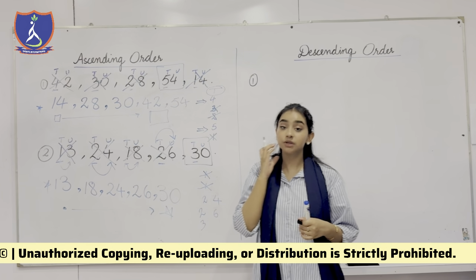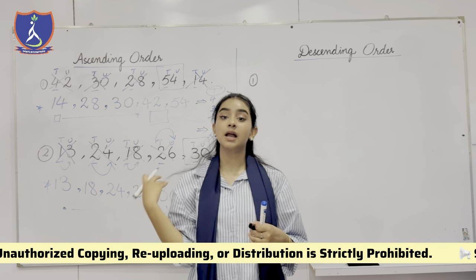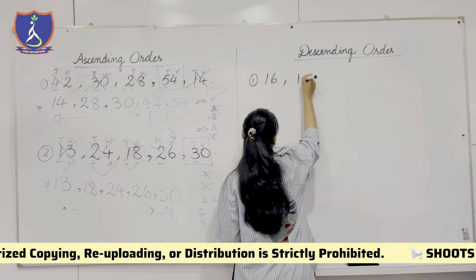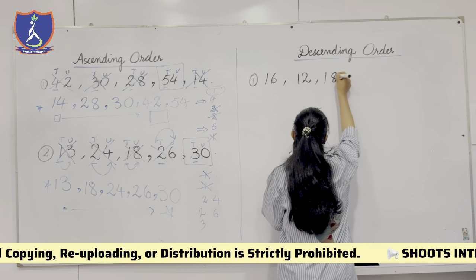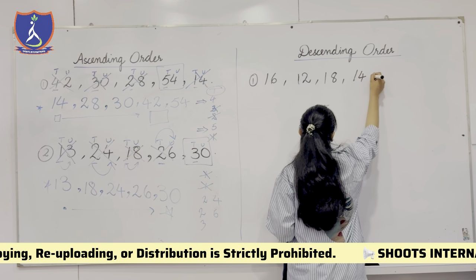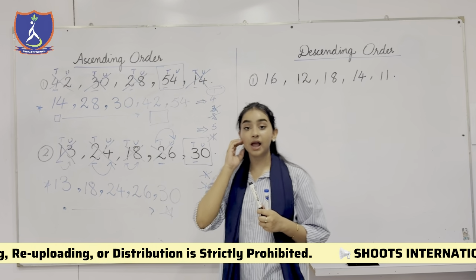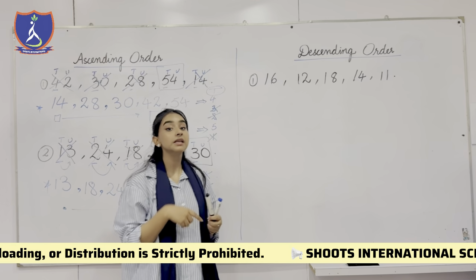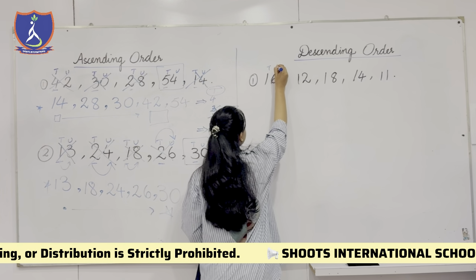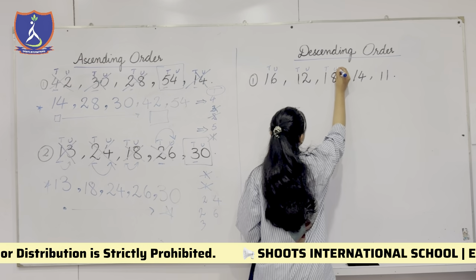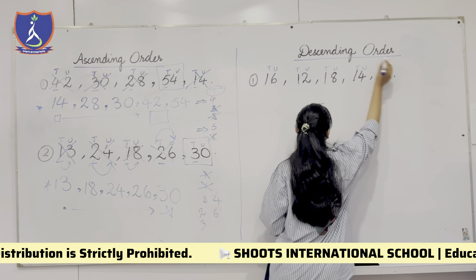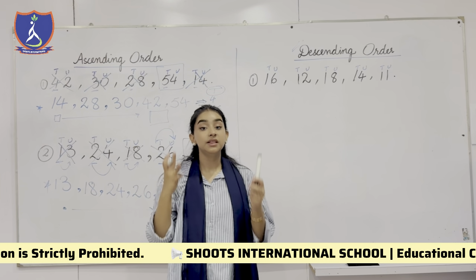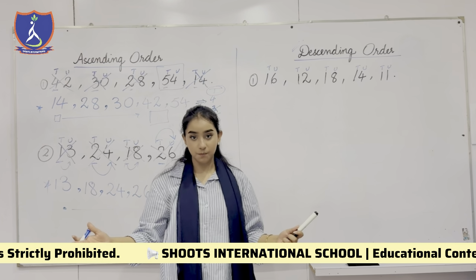First, we are going to take the numbers that belong to the same family. For example, number 16, number 12, number 18, number 14, and number 11. Right now, we are having numbers from the same family. First step was to write down the tens and the unit. Now in this game, in descending order, you are going to find out the greater number, the bigger number, the biggest number, right?